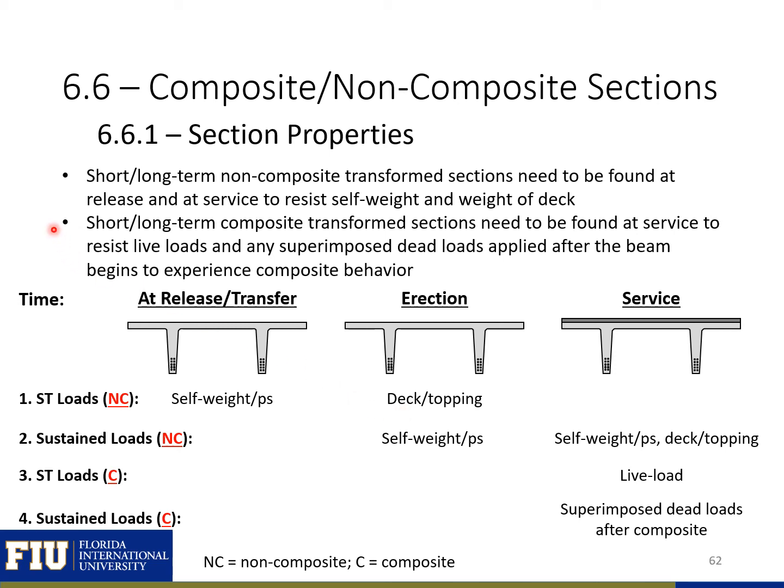The next set of section properties that we may need to find are the short and long-term composite transform section properties. And we'll use these to resist any loads that are applied after the beam becomes composite with the deck. So this includes the live load and also any superimposed dead loads that are applied after composite action starts. So you can see here I just highlight whether we'll need the non-composite or composite section properties.